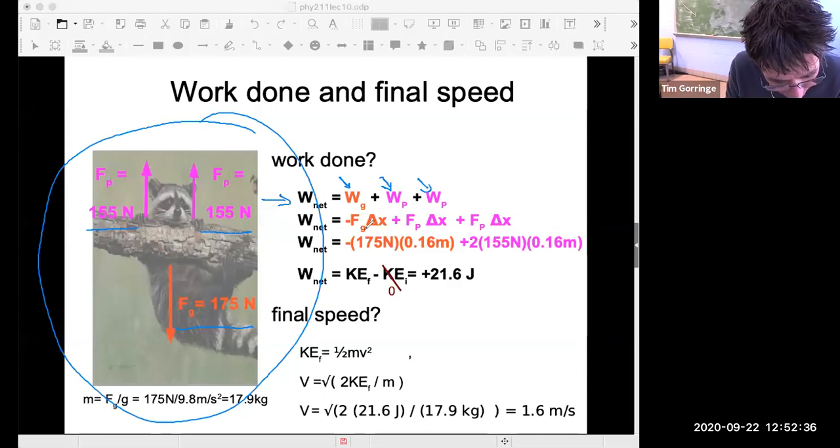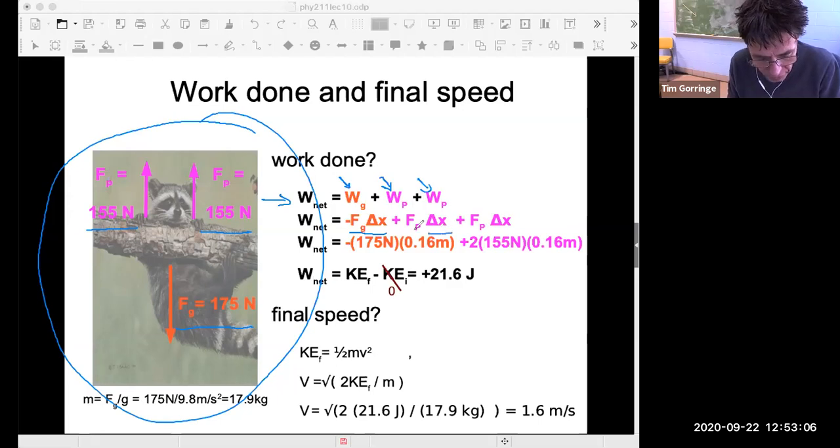For gravity, it's this little guy here. Fg is the force of gravity. Delta x is the displacement of the raccoon. And it would be the cosine of the angle between the gravitational force and the motion. The motion is up, the gravitational force is down. So that's 180 degrees between the gravitational force and the motion. The cosine of 180 degrees is -1. So that's where the -1 came from.